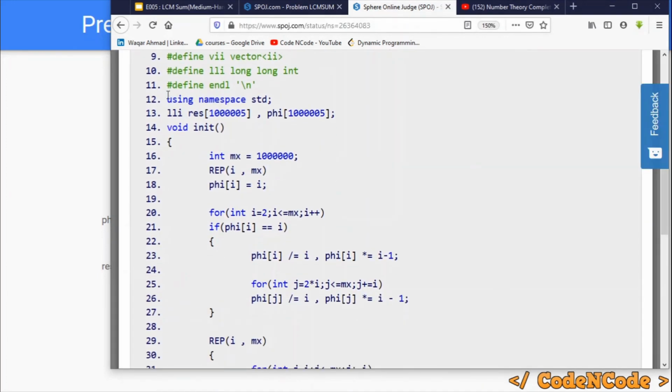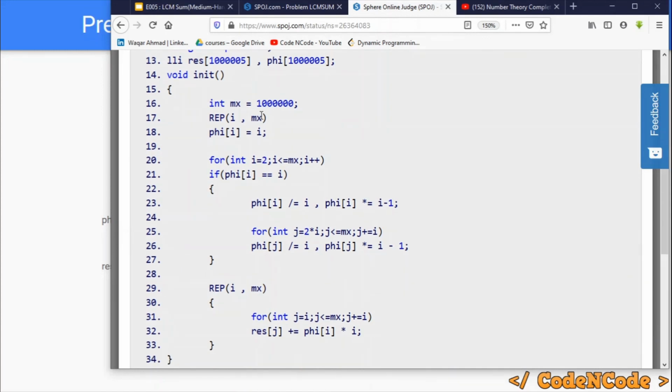Let's first see here LLI result. LLI is long int, basically a 64-bit integer. The result array would store the result, the pre-processed part, and phi is of course to store phi of every number. Here REP is a for loop that runs from 1 to mx. Now mx is 10 to the power 6, so we'll be calculating phi till 10 to the power 6 using the method of sieve, so it would take n log n time, and here we are calculating phi of all numbers from 1 to mx, which is 10 to the power 6.